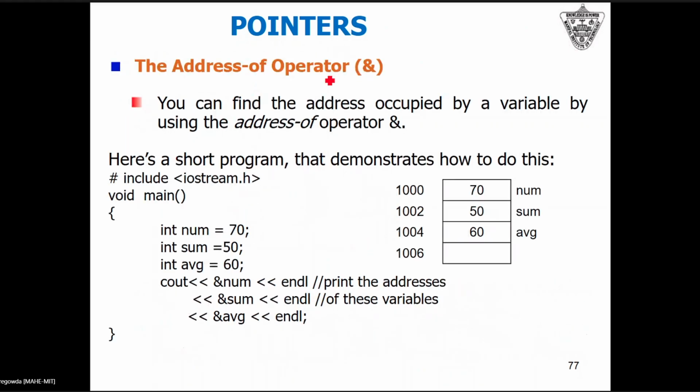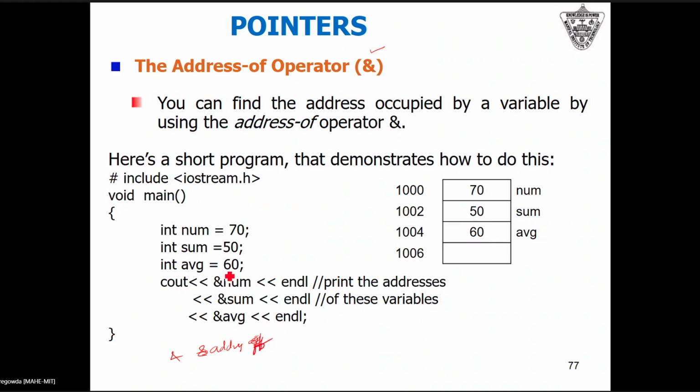Next, let us look at another operator, the ampersand symbol, which is the address of operator. You can find the application of this address of operator. While writing the program, let's see how exactly the address of operator works. I have a simple program for the previous example itself, with num 70, sum 50, and average 60, and the ampersand stands for address of.